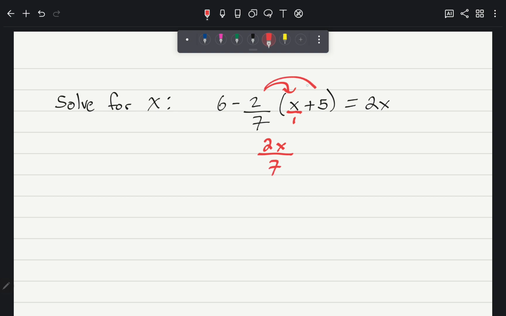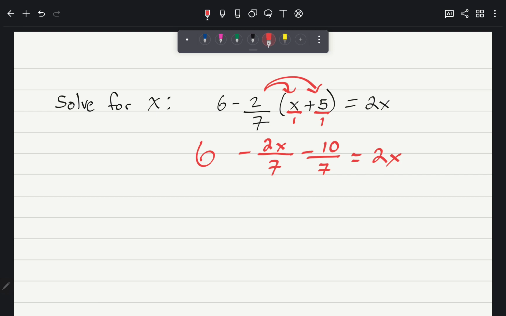Now we're going to distribute and continue that. That's going to be 2 sevenths times 5 over 1. And this was a negative 2x, so that's negative 2x over 7. And then you have negative 2 times 5, which is negative 10. And then 7 times 1, so it's over 7, equals 2x, and then bring down that 6 from earlier.